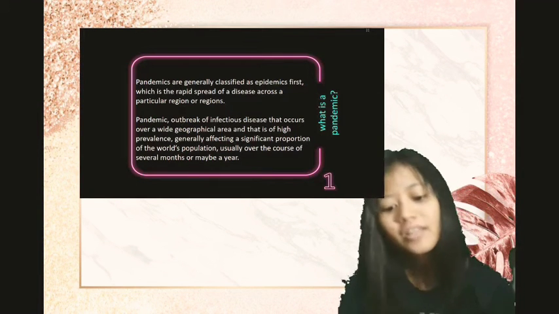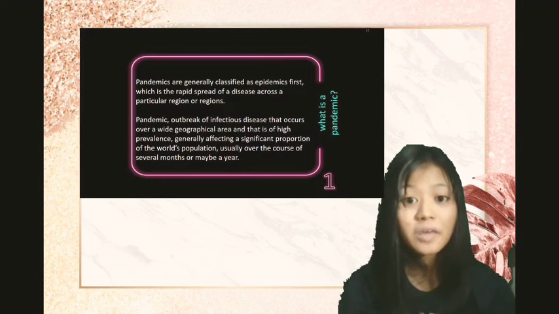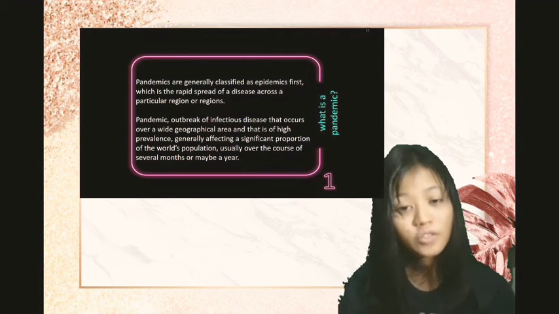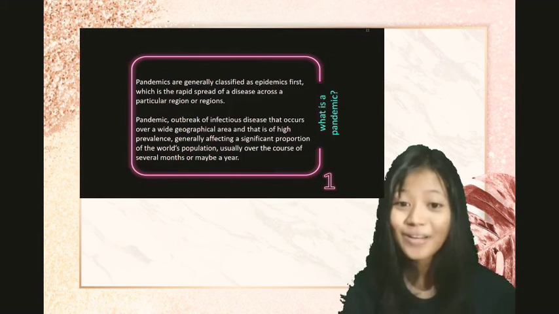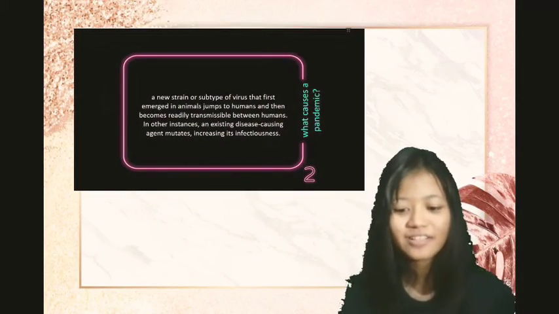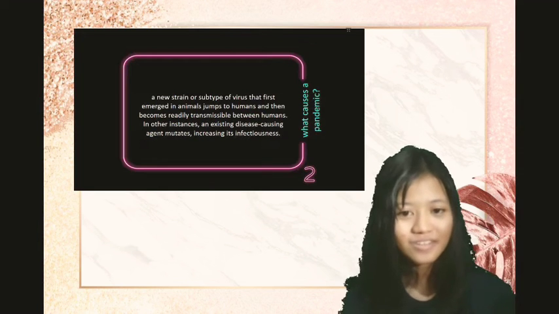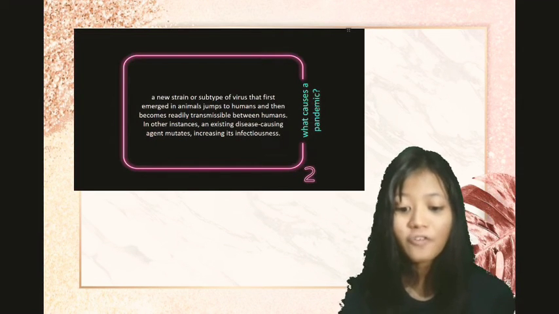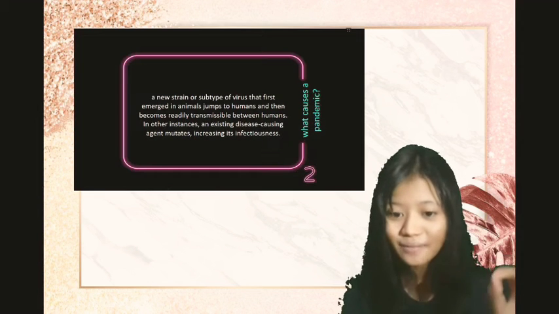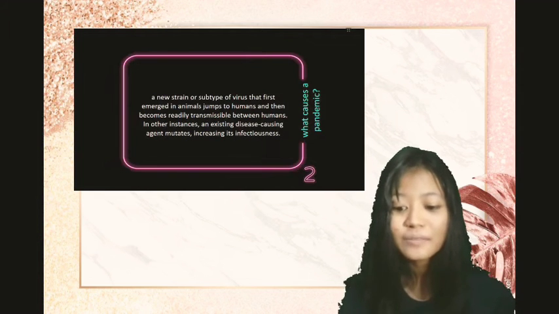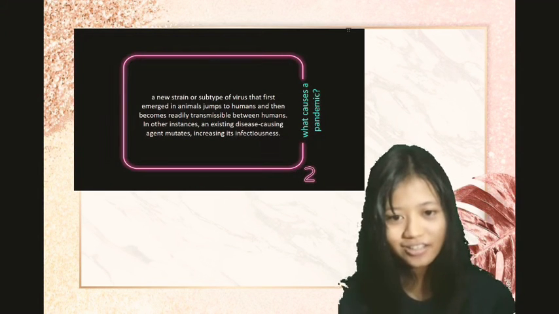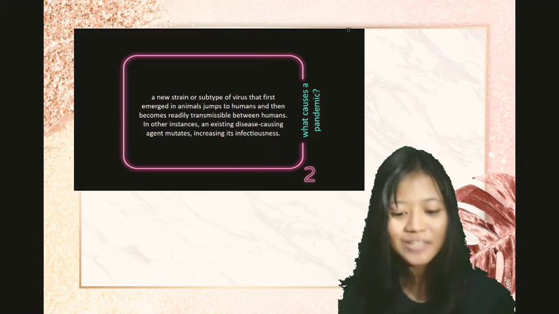So, pandemics are generally classified as epidemic first, which is the rapid spread of disease across a particular region to regions. What causes a pandemic? Pandemics can be caused by several factors. For example, in some cases, a new strain or subtype of virus that first emerged in animals jumps to humans and then becomes readily transmissible between humans. In other instances, an existing disease-causing agent mutates, increasing its infectiousness.